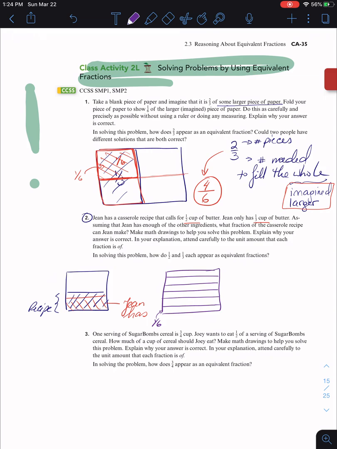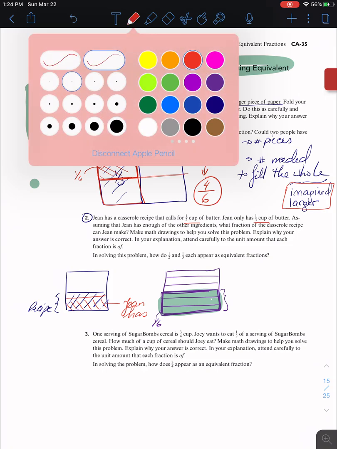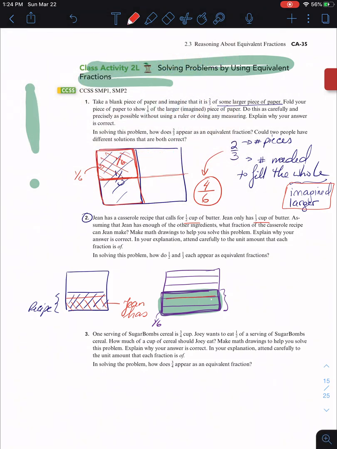Now Jean, the recipe calls for this much. That's the recipe. What the recipe calls for is 1/2 of the cup, and it's actually highlighted. This is what the recipe calls for. Now Jean only has this much. Let me actually do that in red to be consistent. Jean only has this much.